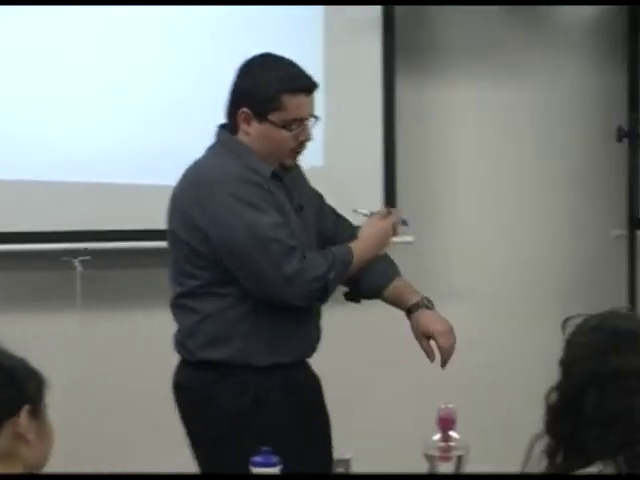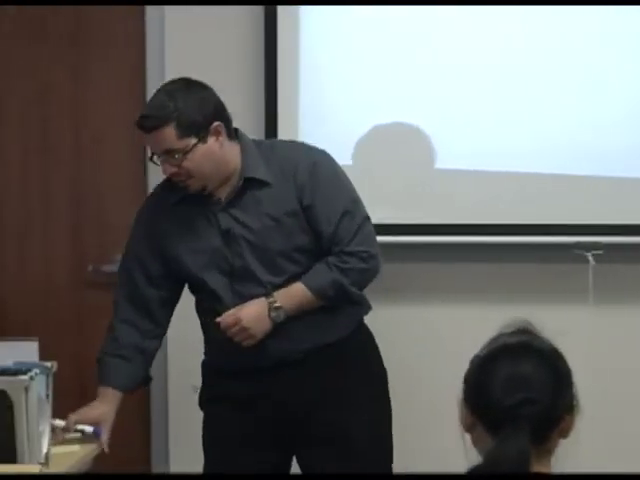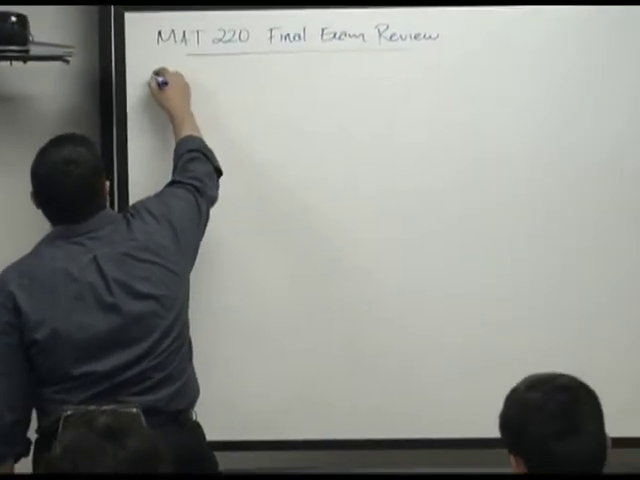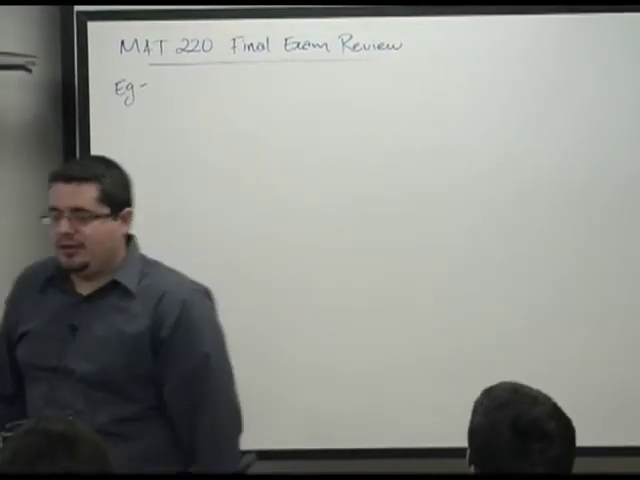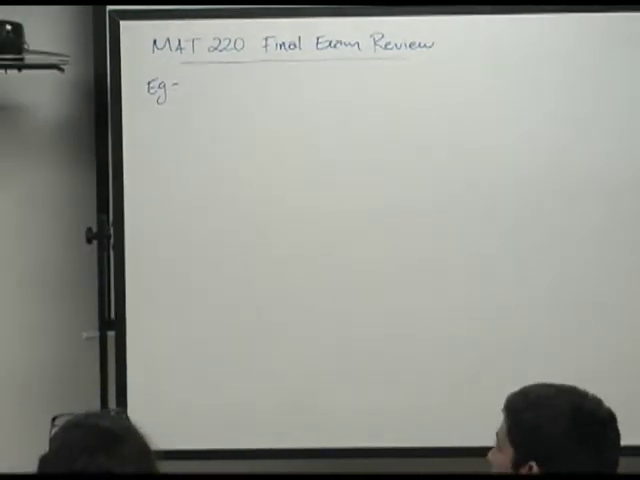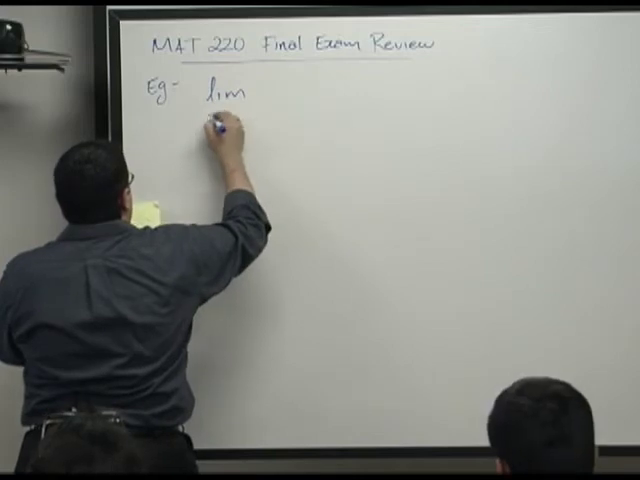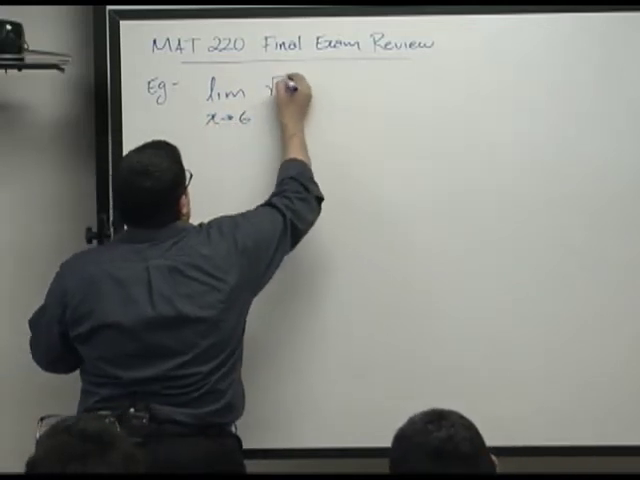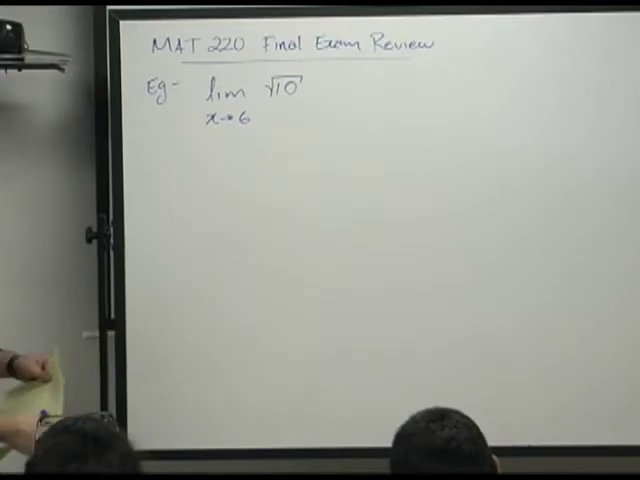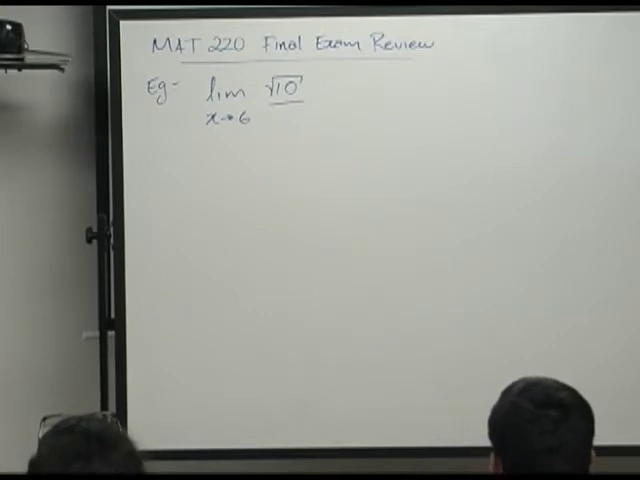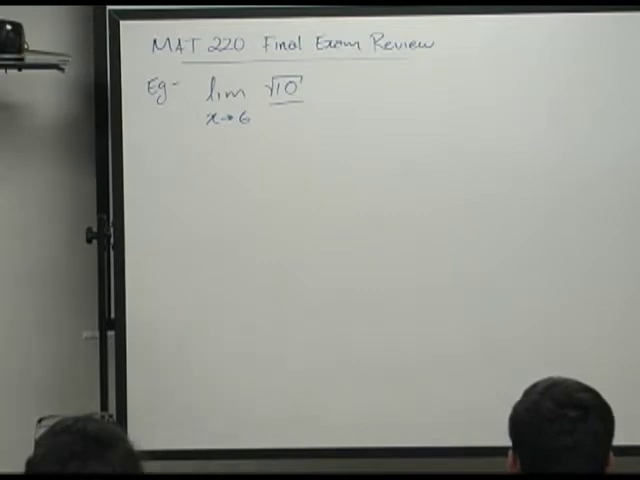Anyway, so back in Chapter 2, we studied this notion of limits, right? Now, as you may remember, the idea is to look at what happens to certain quantities as we approach certain values, right? So for example, here I have this limit: the limit as x goes to 6 of the square root of 10. Now this is just a constant term, so what would the limit be?